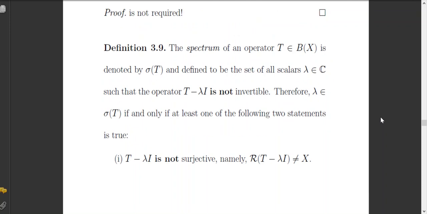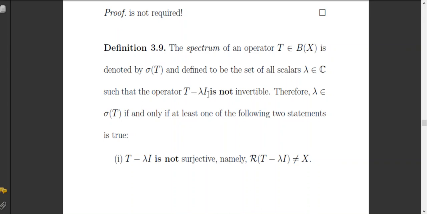Okay guys, next we have a very important theorem, the spectrum. The spectrum of a bounded linear operator T on a Banach space X is denoted by sigma(T) and is defined to be the set of all scalars lambda such that T minus lambda I, as an operator, is not invertible. Remember, this I is the identity operator. So T minus lambda I is not invertible.